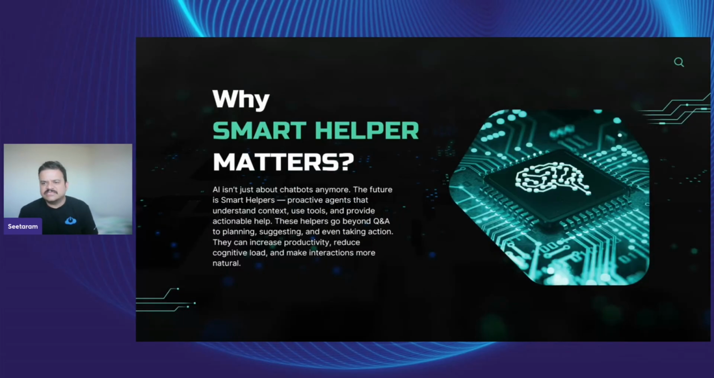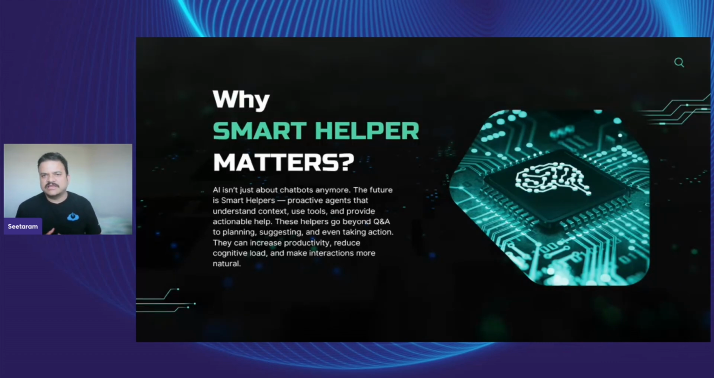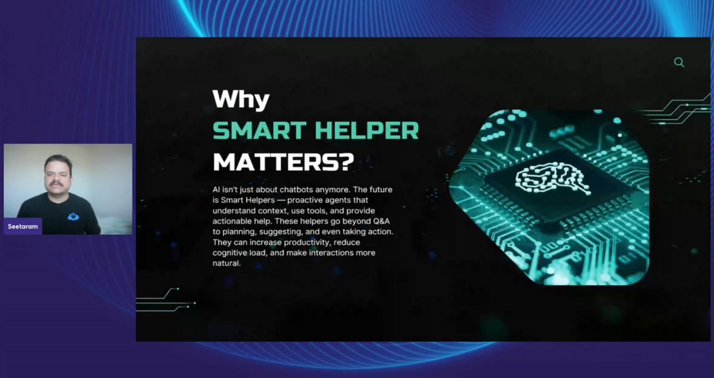Why do smart helpers matter? When you're building an agent, earlier we had chatbots, which were static in nature. With AI, agents come in, where you can build your own helpers, which are proactive in nature. They understand your context and use certain tools. I'll come to what a tool is. If you want to interact with external APIs, you can do that with tools, and they can handle question answering and more.